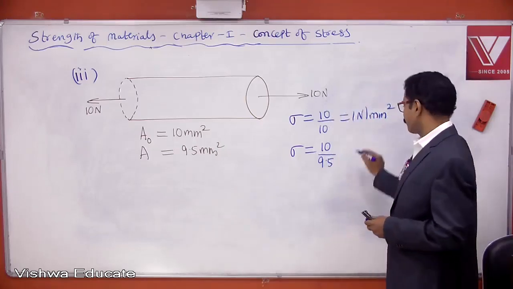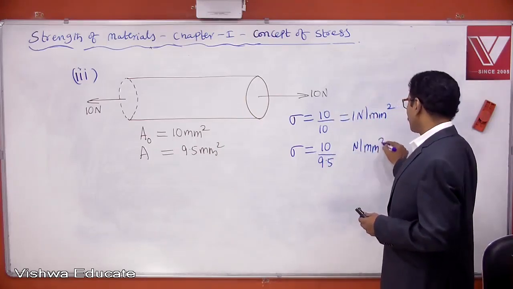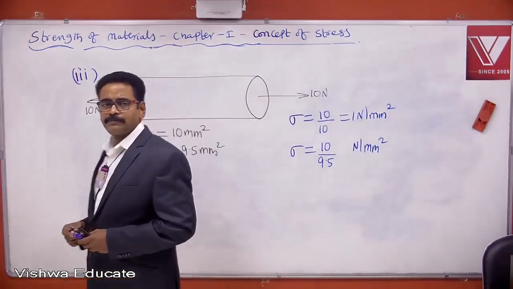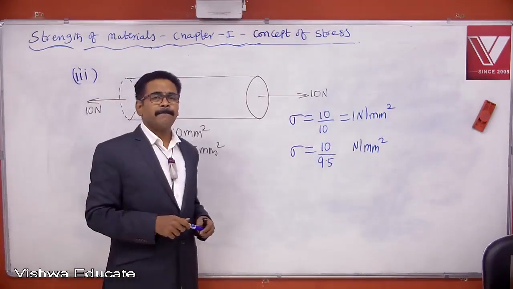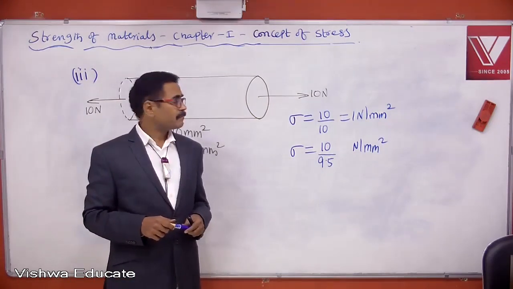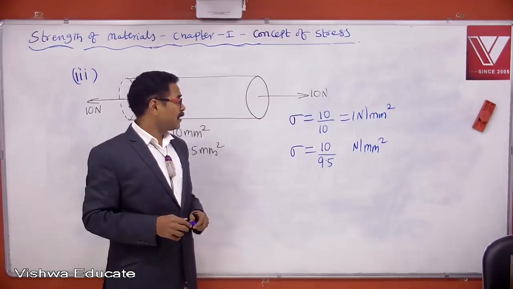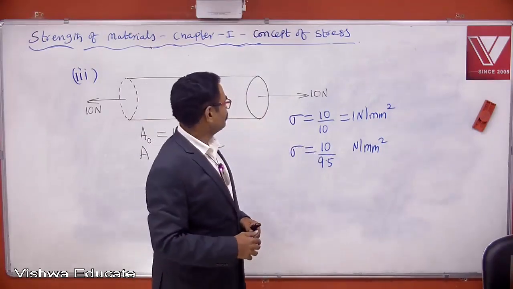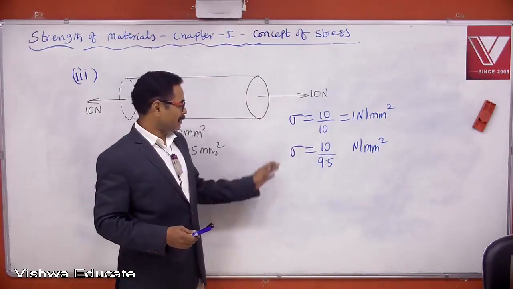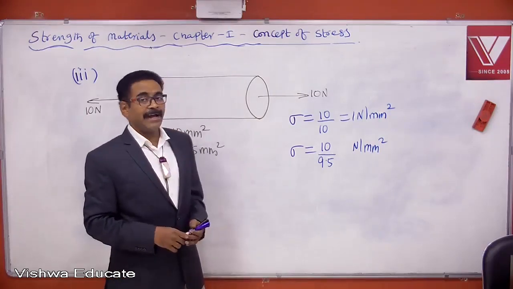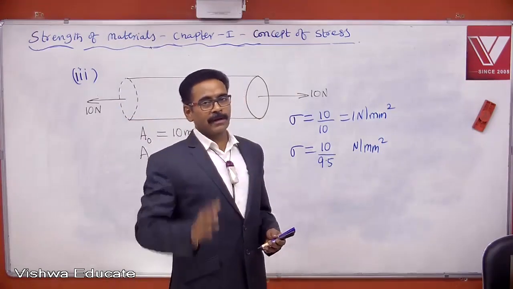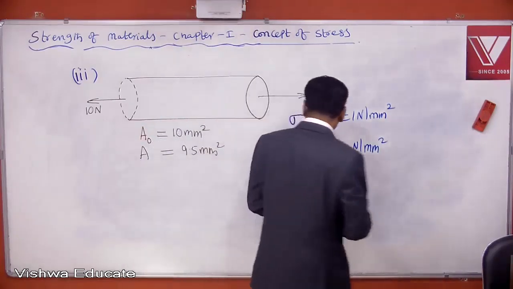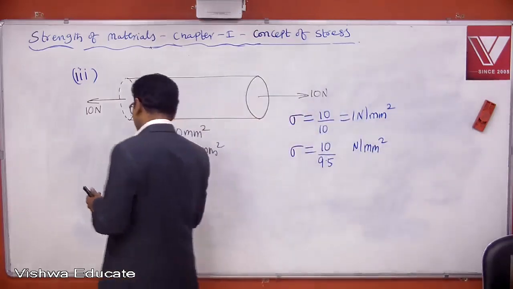Which is correct? 10 by 10 is correct, or 10 by 9.5 is correct? Some of you may think one is correct, some of you may think the other is correct. I am saying both of you are correct. Both are stresses. But there are two stresses here.